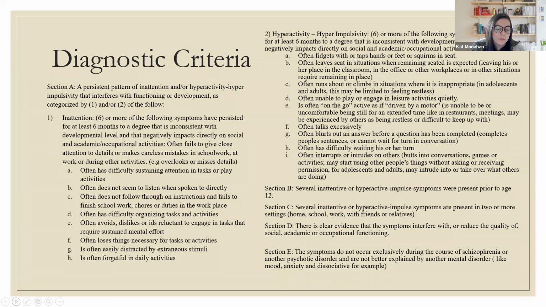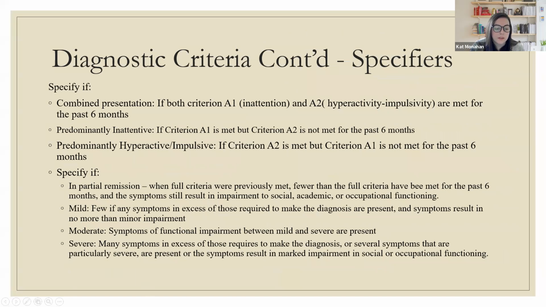And Section E, the symptoms do not occur exclusively during the course of schizophrenia or another psychotic disorder and are not better explained by another mental disorder like mood disorders, anxiety disorders, or dissociative disorders, just for example. There are some specifiers. So there are 3 different types of ADHD specifiers: combined type, predominantly inattentive, and predominantly hyperactive-impulsive. So the combined type is if both criteria A1, inattention, and A2, hyperactivity-impulsivity, are met for 6 months, then that would be their specifier.